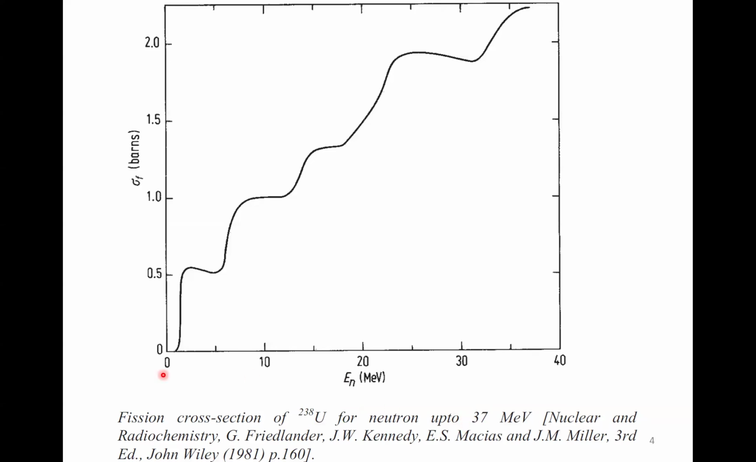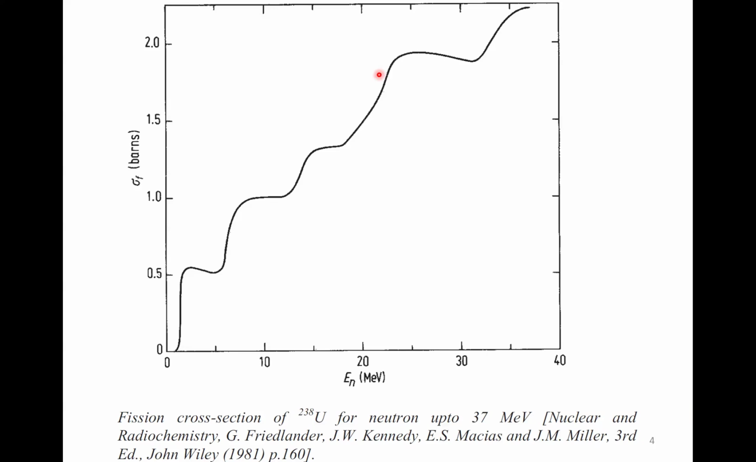The thermal neutrons are somewhere way below here. So as you increase the kinetic energy of the neutrons, the fission cross-section will increase. Here, the data is from rather small energies to about 37. There is a stepwise increase. We won't go into the reason why there is a stepwise increase, but this is the general behavior.